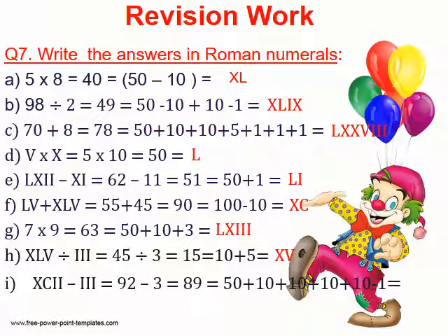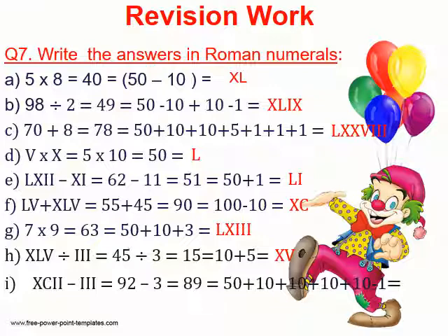Now let's come to the last part of this question, which is XCII minus III. The value of XCII is 92 and the value of III is 3. So 92 minus 3 is equal to 89. And how are we going to write 89 as a Roman numeral? Well, 89 is equal to 50 plus 10 plus 10 plus 10, and 9 is equal to 10 minus 1.